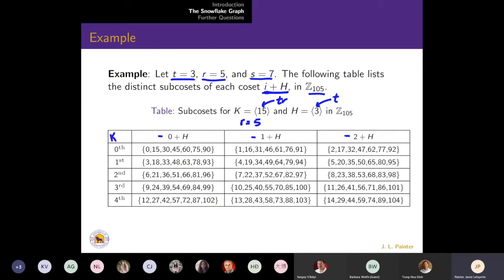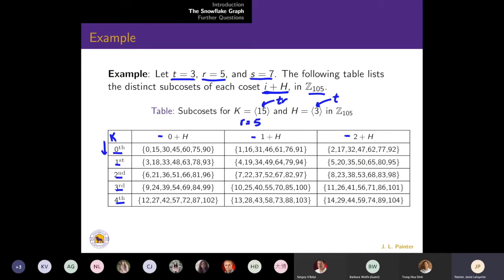You can think about this down here as the column for my subcosets. I've got my 0th subcoset, 1st, 2nd, 3rd, 4th, and I've written them out in each of my cosets there. So we've got 105 distinct elements listed in there between 0 and 104.